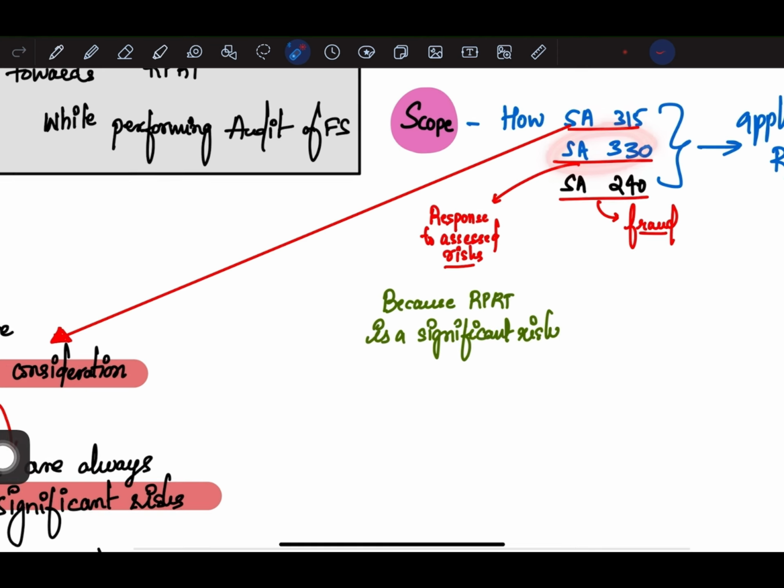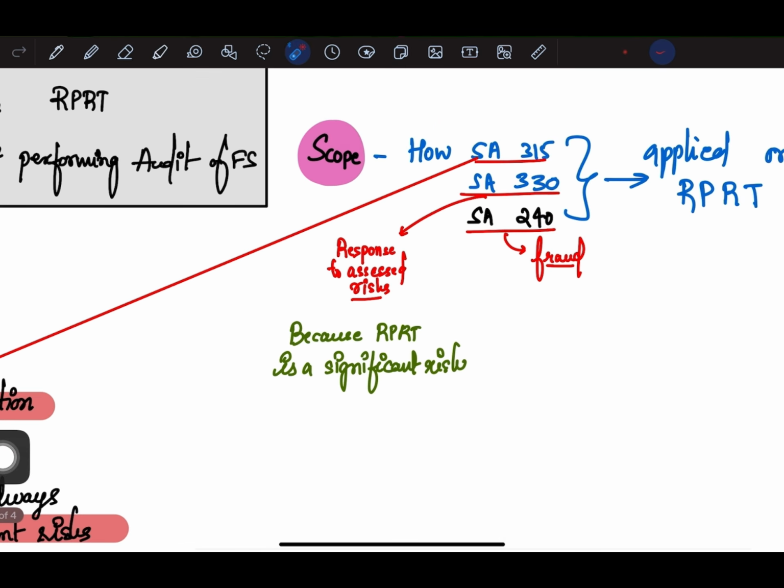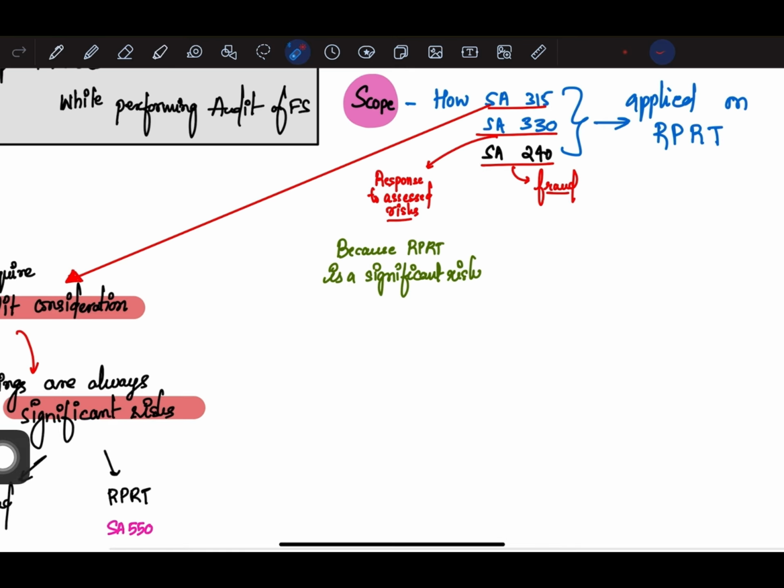Next, SA 330 deals with response to the assessed risk. So how are you responding to the significant related party transactions risk? Because related party relationships and transactions is a significant risk, how are you responding to that? And how is SA 240 applied on related party relationships and transactions? Is there any fraud going on between the related parties?